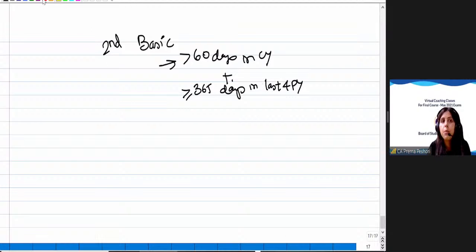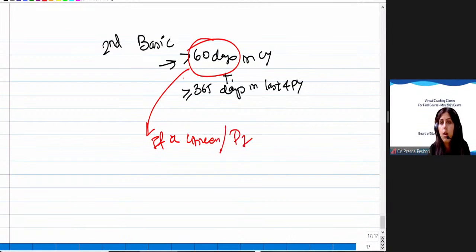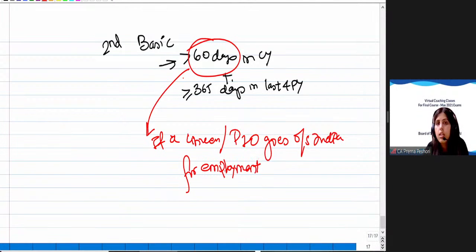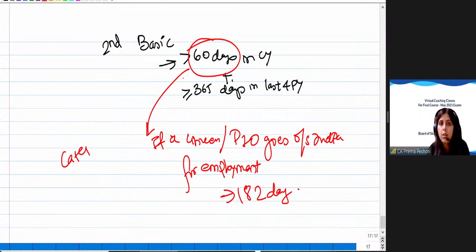But remember one thing, I told you there is an exception to this 60-day condition. And what is that exception? If a citizen or person of Indian origin goes outside India for employment, remember this, then in that case it will be only the 182-day condition. That is category 1 exception.